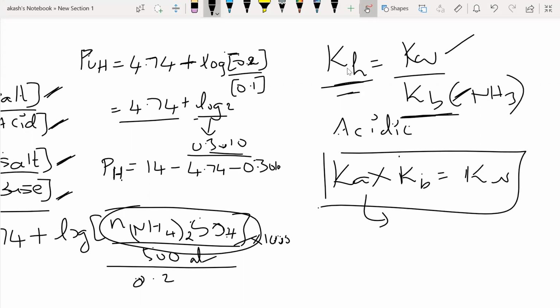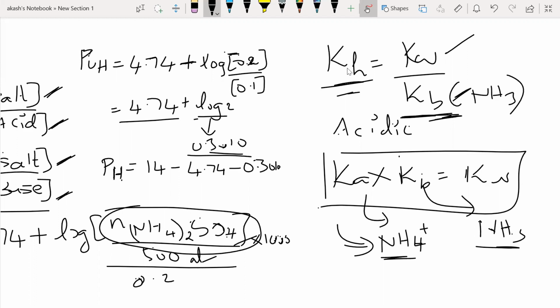So hydrolysis constant is given. I know the Kb value, but what they want here is the Ka value for NH4 plus. If the base is ammonia, the Ka value is for NH4 plus, the Kb value is for NH4OH or ammonia. So what you're finding here is the Kb value for ammonia. Okay, so I think I can directly substitute here.